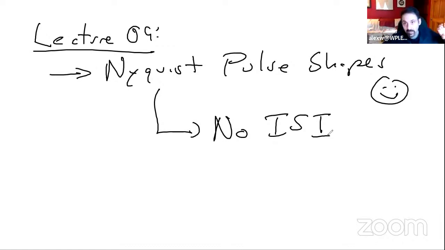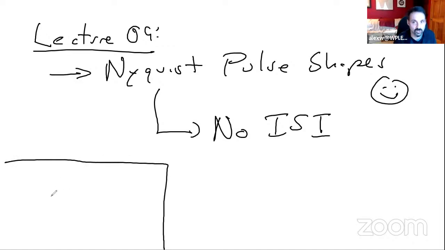If you have a non-ideal channel, recall, so no ISI. This assumes an ideal channel. Recall that we had this yesterday as well. We have a transmit filter, we have the channel filter, we have the receive filter.